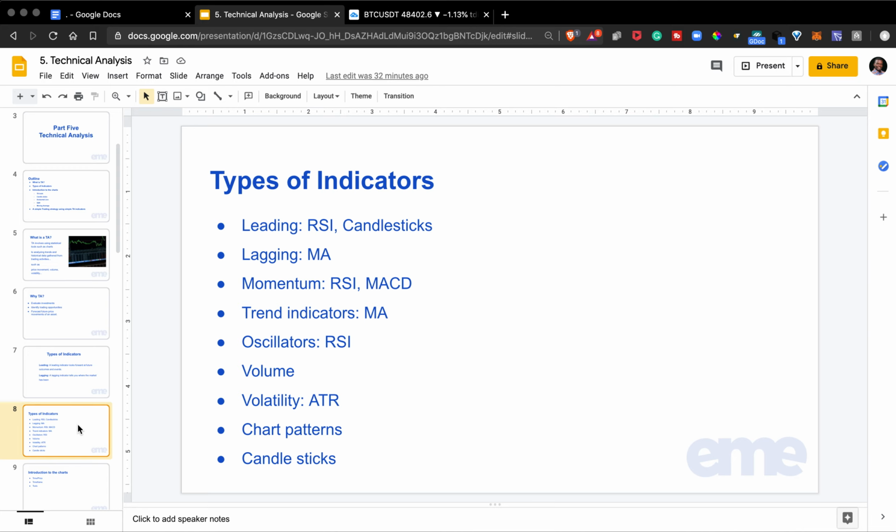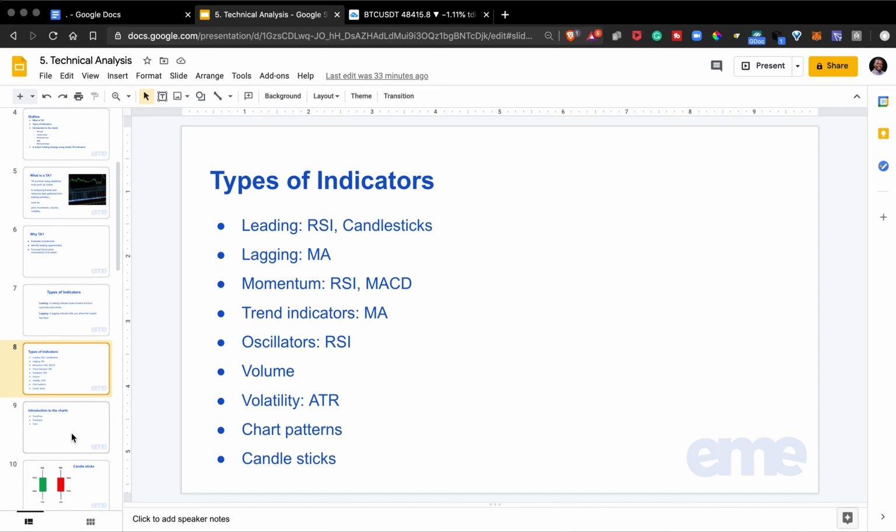We have the RSI, which is a leading indicator, the moving average, which is the MA, is a lagging indicator. We have volume. Volume itself is an indicator. We have the ATR, average true range, which is a volatility indicator, and so forth.